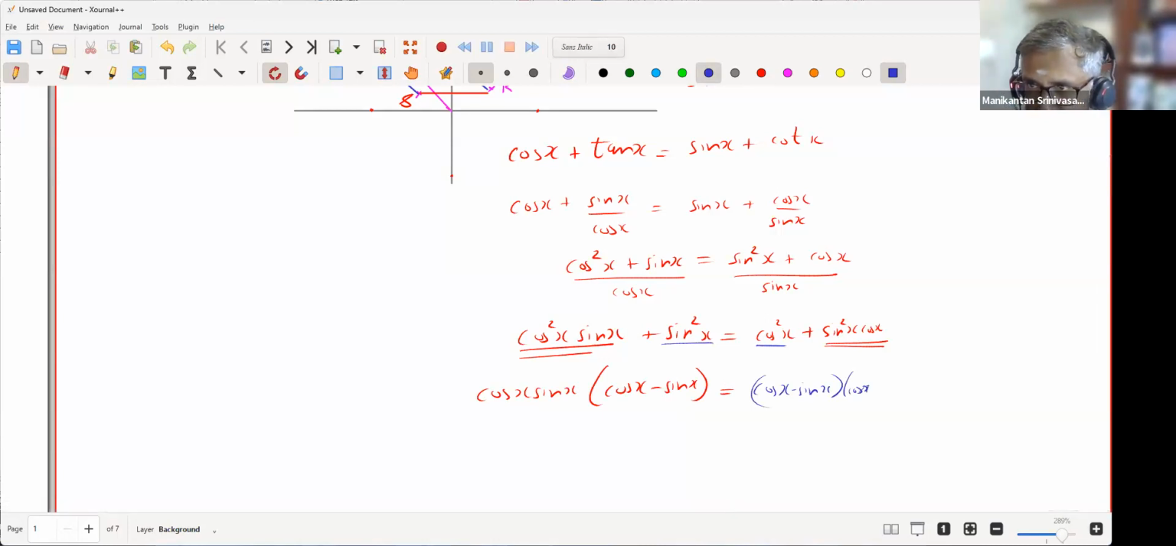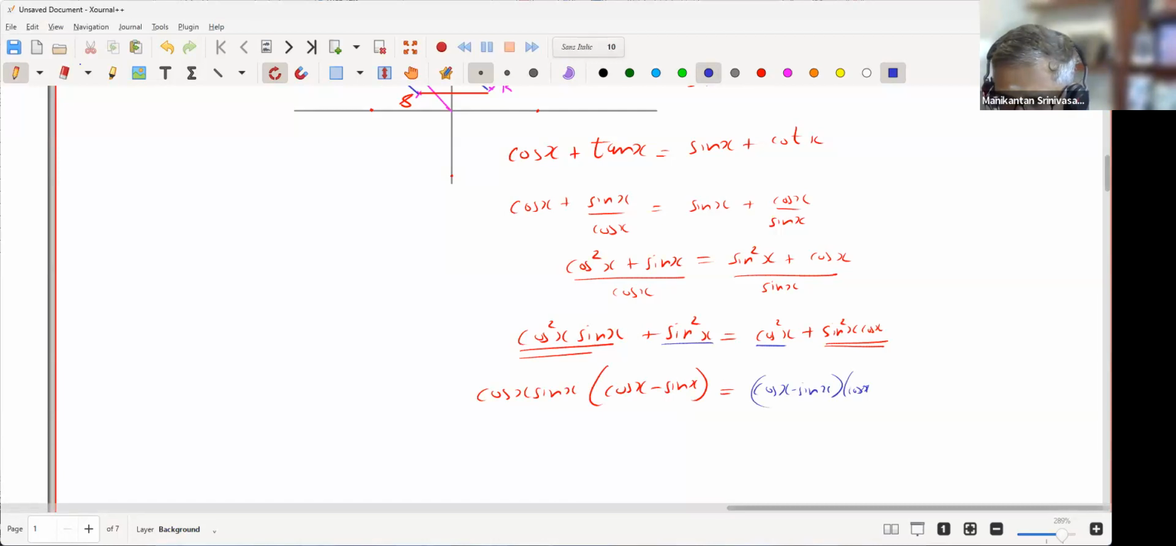Cos x plus sin x. It's a simplification, nothing much, cos x plus sin x. So I know that cos x minus sin x cannot be 0 because cos is negative and sin is positive in this quadrant. Therefore, I have cos x plus sin x equal to cos x sin x. Okay, so now I have established the relation cos x sin x equal to cos x plus sin x.